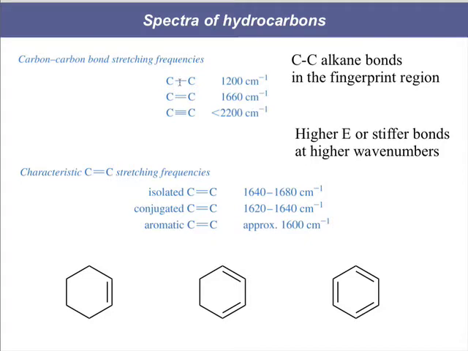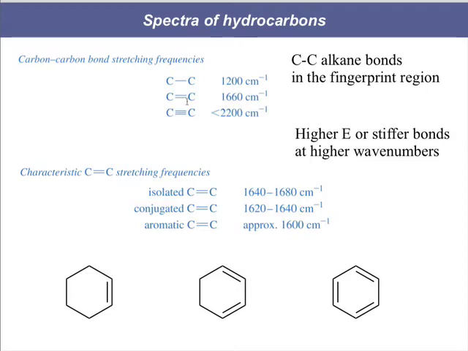The carbon-carbon single bonds are in the fingerprint region. The fact that we see vibrations at 1200 doesn't mean a whole lot. But seeing vibrations at 1660 or slightly under 2200 are going to be unique to certain molecules. If we see those vibrations, we can go, aha, we've got a carbon-carbon double bond or a carbon-carbon triple bond. That's interesting. A carbon-carbon single bond is not interesting. So we would call that the fingerprint region. Again, higher energy or stiffer bonds will vibrate at higher wave numbers. So that's why the double and the triple are higher in energy and frequency.